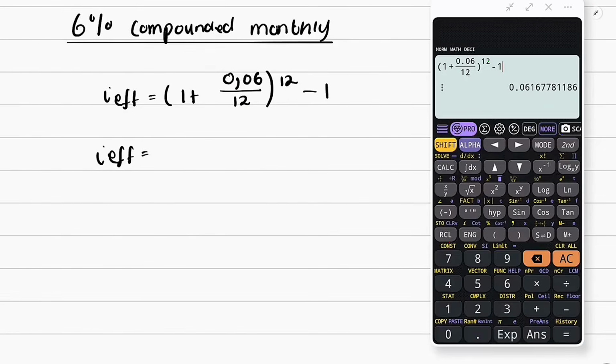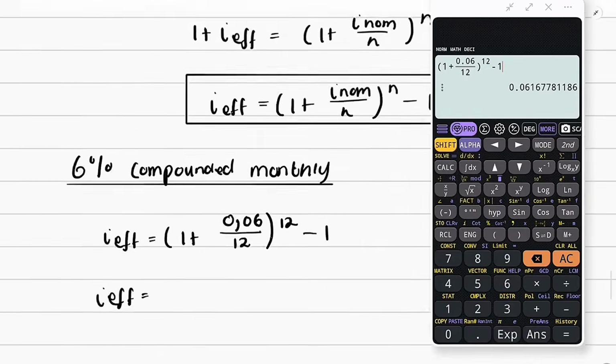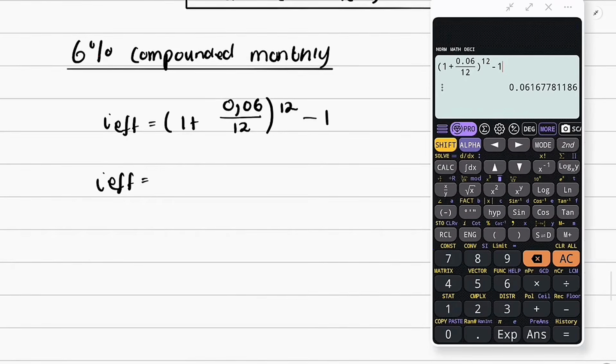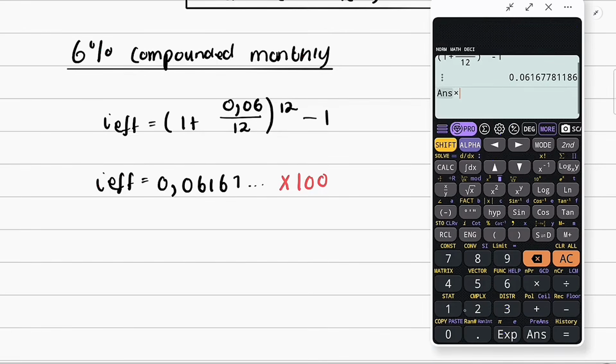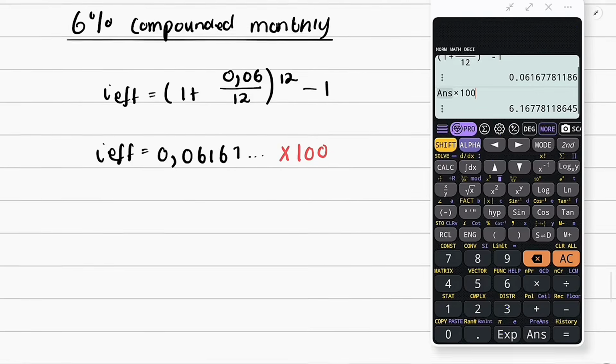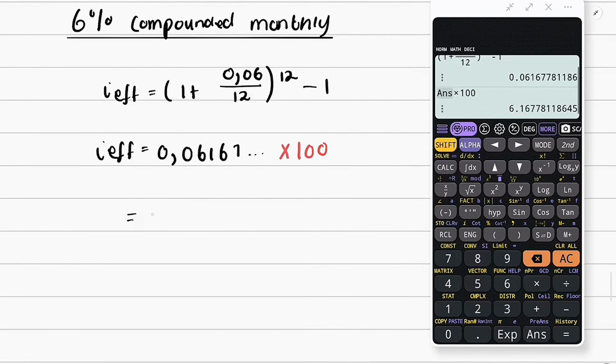And they said find the rate and then round off to 4 decimal places. So I'm just going to rewrite this as it is first, and then we're going to multiply by 100 so that it is expressed as a rate. And so our answer, rounded off to 4 decimal places, would be 6.167.